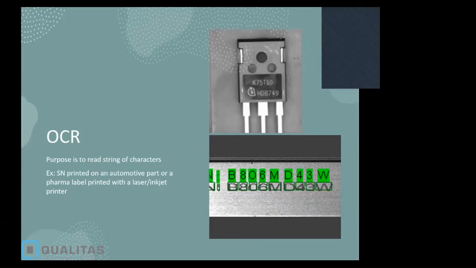Let's say in a serial number of a pharma label, you want to make sure that the right MRP or the right expiry date is printed. So here you're verifying the content of the OCR. The third example is to verify the readability, to ensure that, okay, can you actually read this?